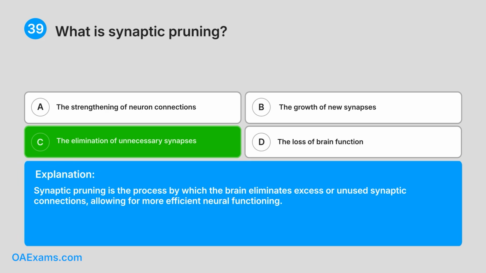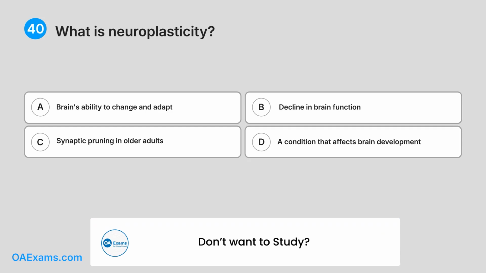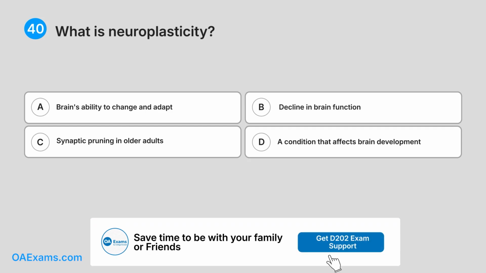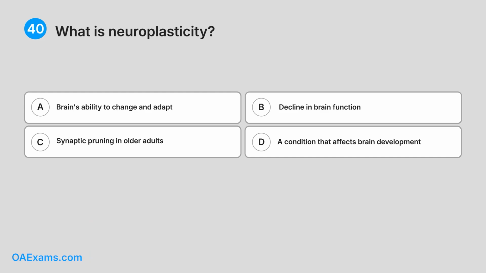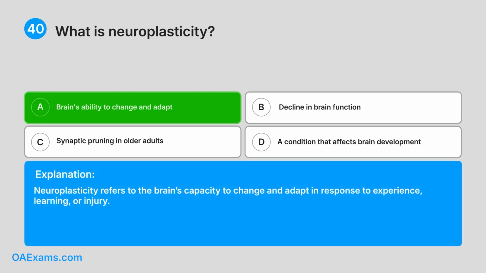40. What is neuroplasticity? A. Brain's ability to change and adapt. B. Decline in brain function. C. Synaptic pruning in older adults. D. A condition that affects brain development. What do you think is the answer? Correct answer. A. Brain's ability to change and adapt. Explanation. Neuroplasticity refers to the brain's capacity to change and adapt in response to experience, learning, or injury.